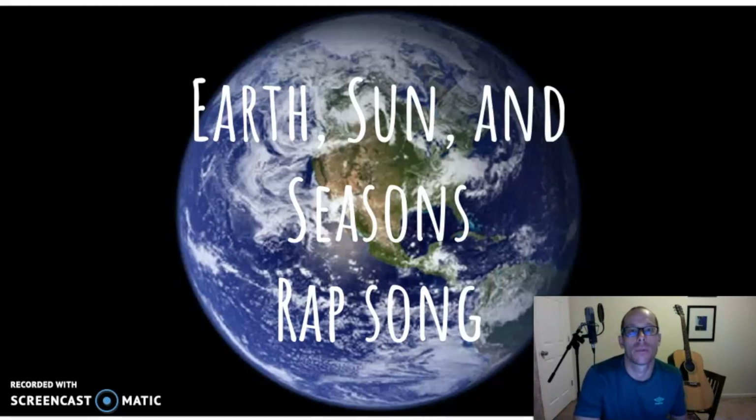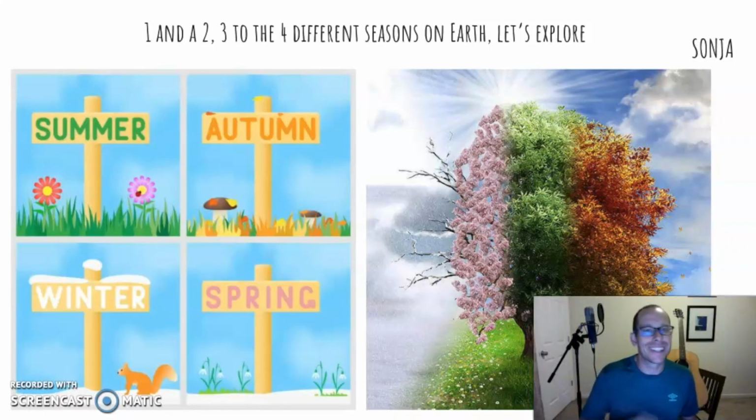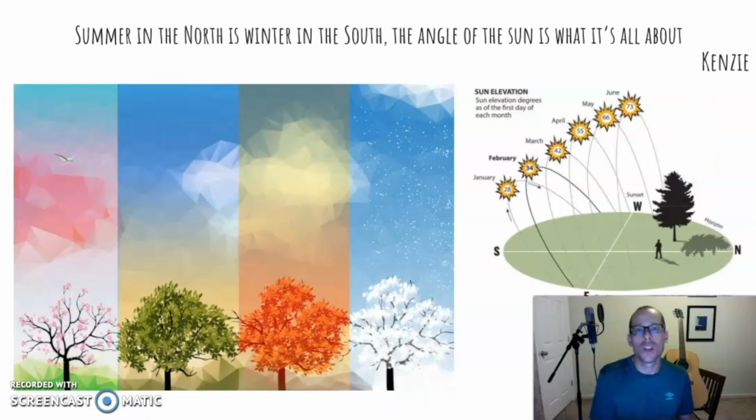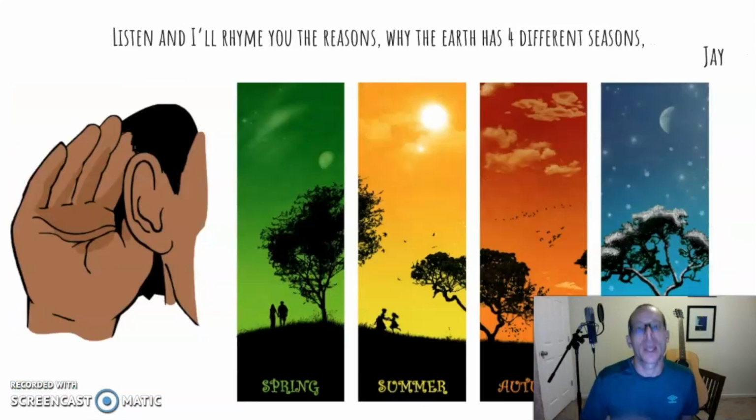Let's explore. 1 and a 2, a 3, a to the 4. Different seasons on Earth, let's explore. Summer in the north is winter in the south. The angle of the sun is what it's all about. Listen, and I'll rhyme you the reasons why the Earth has 4 different seasons.